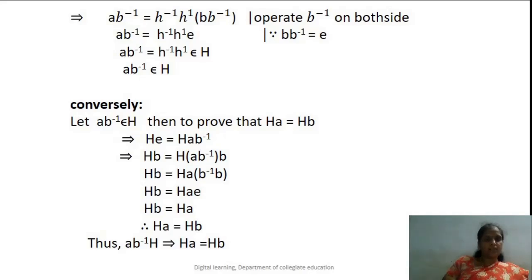So the next step is grouping B inverse and B, with HA outside the bracket. B inverse into B becomes E, HB as it is, then HA with the identity element E here. Therefore HB is equal to HA. So what we have proved is that taking AB inverse belongs to H implies HA is equal to HB. So we proved the if and only if condition here.